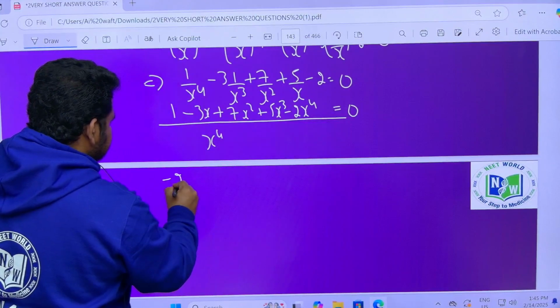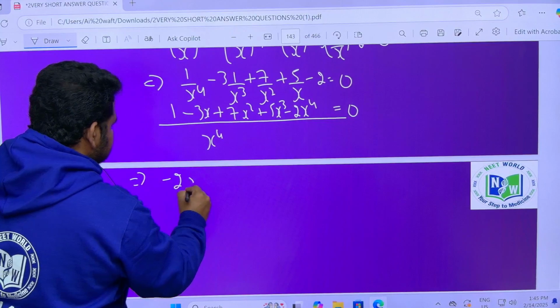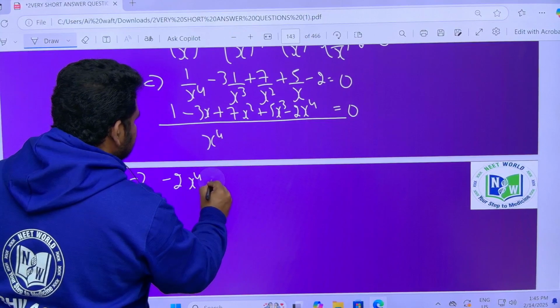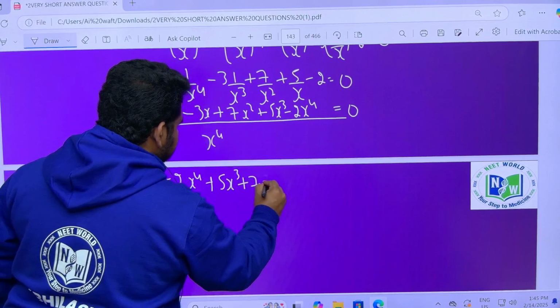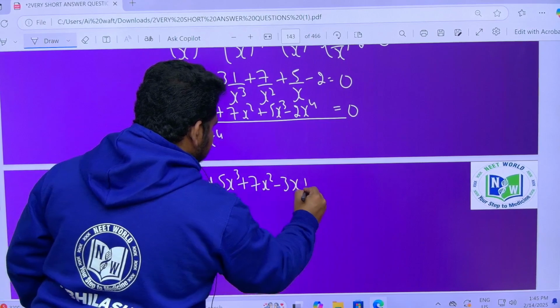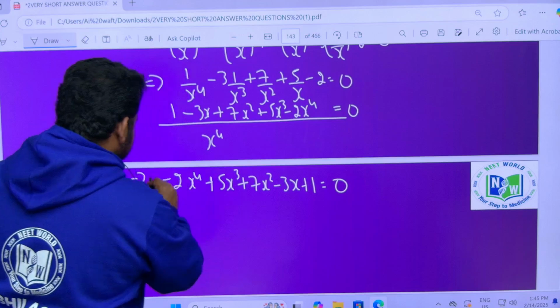So finally the required equation is minus 2x to the power of 4 plus 5x cube plus 7x square minus 3x plus 1 is equal to 0. This is the required equation.